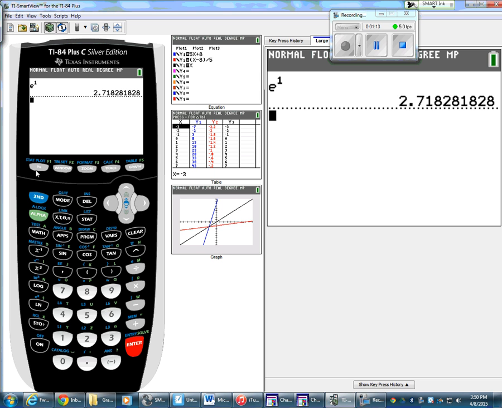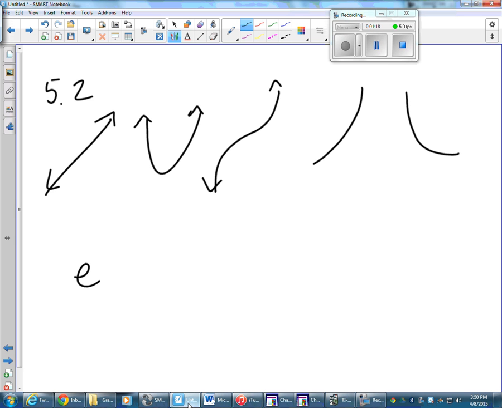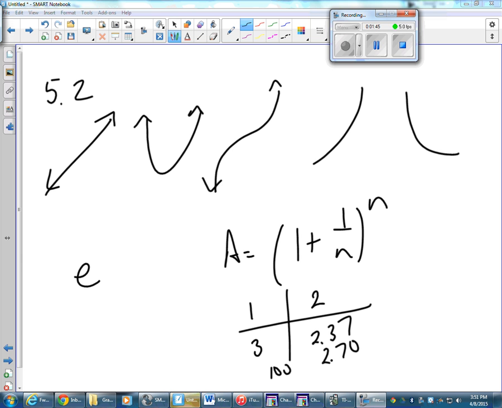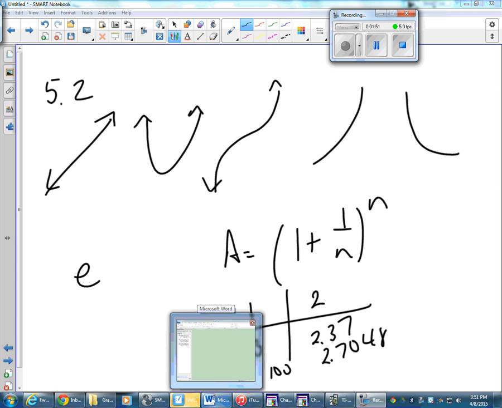Now, if we're looking at where they came up with that number, if you take a look at a compound interest formula, 1 plus 1 over n to the n, if n is 1 and we evaluate this, I get 2. If I plug in 3, I'd get like 2.37. If I plug in 100, I get 2.7048. And if I keep going up and up and up, as my numbers approach infinity, I'm going to get really, really close to this number e.